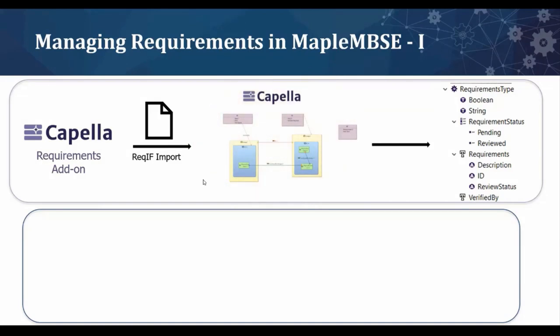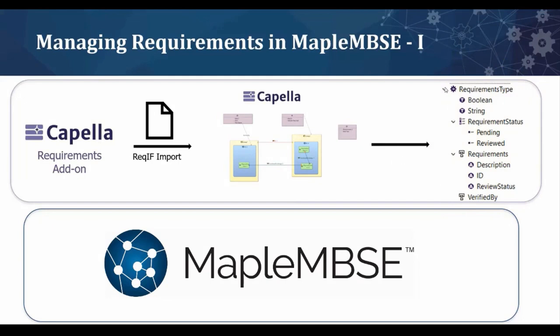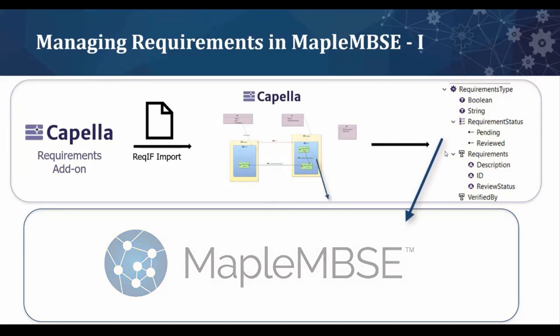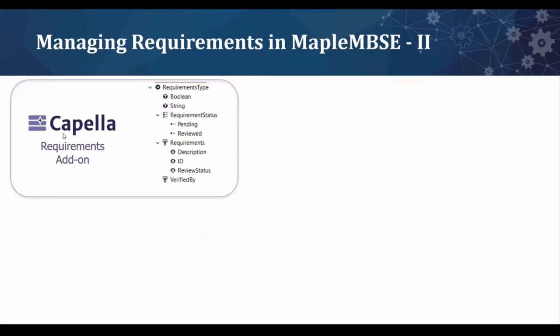Say in your Capella model, you have used the requirements view add-on to import requirements and define new attributes, enumerations, and types for your requirement. Maple MBSE will be able to access the different attributes and enumerations and display them in Excel. You can then make changes to these attributes and save them back to the model. You can also add new relations that connect the requirement to different model elements. You can also add new requirements, and define their type and attributes.